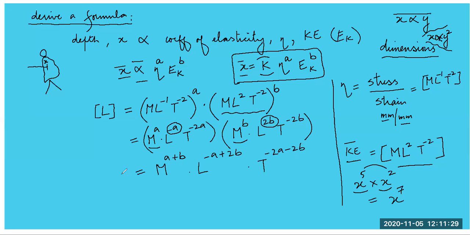Now students, what the principle of dimensional homogeneity says: L can be written as M raised to power what, T raised to power what? L is 1, T is this. How can I write left hand side L? So M should be 0, and T should also be 0. Only L should remain, right?